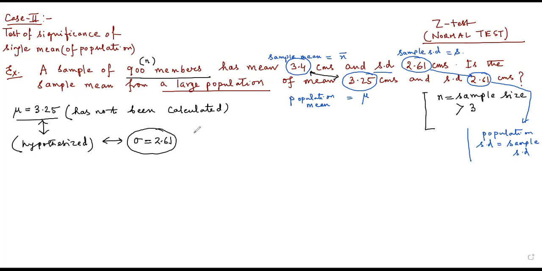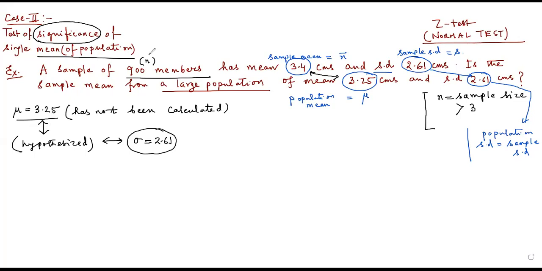Okay, some sort of population is there whose mean has been guessed, whose standard deviation has been guessed, and we want to test the significance of this hypothesized mean of the population. So we want to test whether this value 3.25, this assumed value, is true or not, and therefore this particular case is called test of significance of single mean.